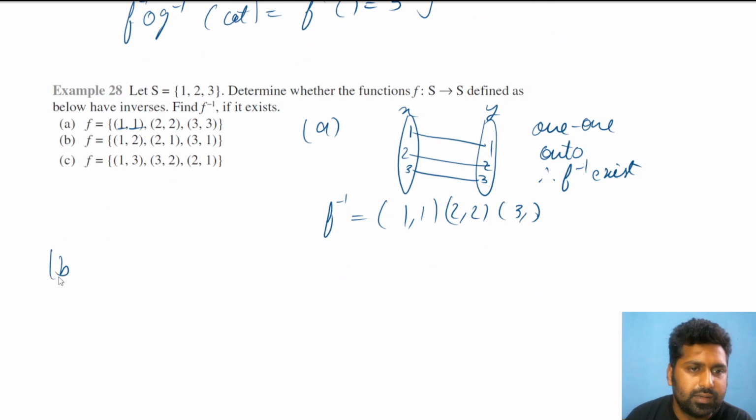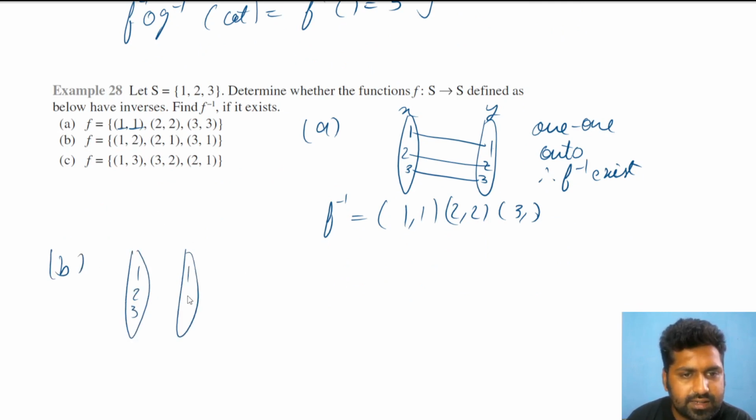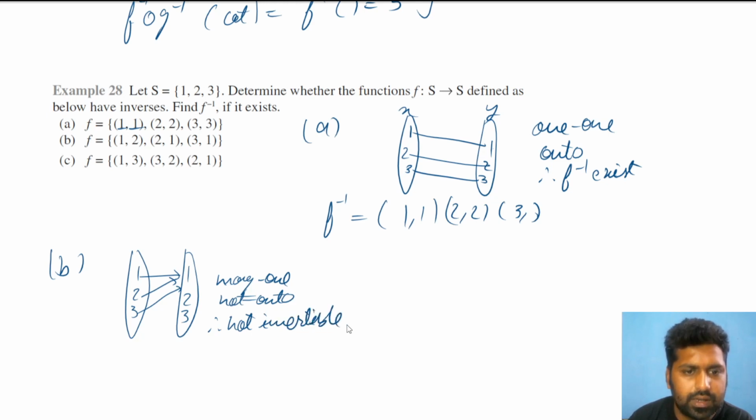Okay, B is again 1, 2, 3. Sets are defined like 1, 2, 3. 1 is again related with 1, 2 is also relating with 1, 3 is also relating with 1. This is clearly many-one, not one-one, and this is not onto. If this is many-one and not onto, it is definitely not invertible, or f inverse does not exist.